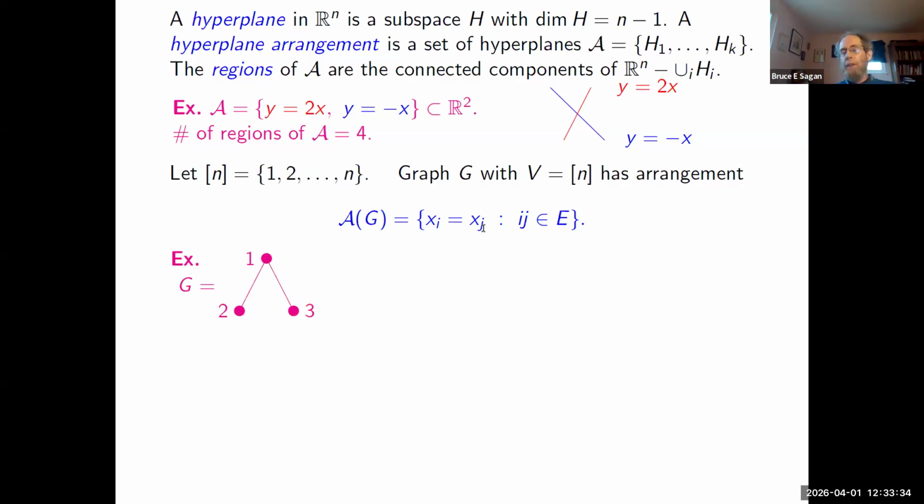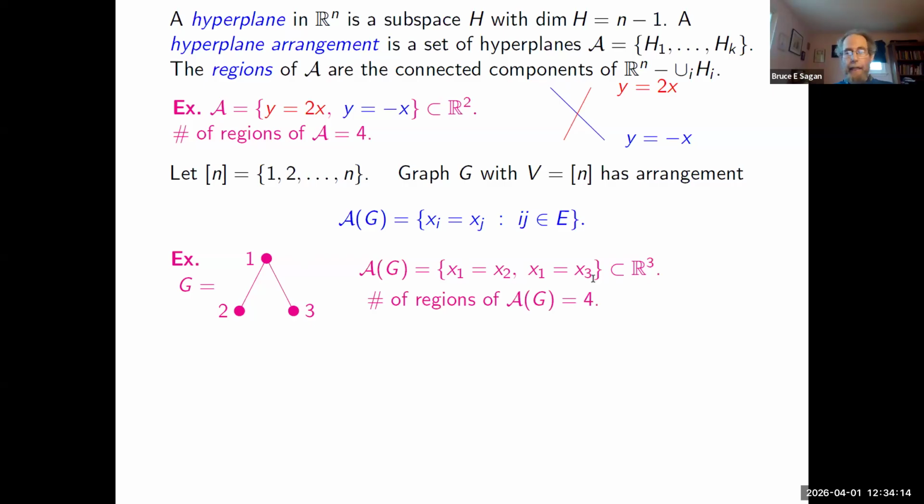Let's take a quick example. Suppose this is my graph. What is the arrangement? Well, it's in R3, right? Because I've got 3 vertices. This edge gives me the hyperplane x1 equal to x2, or if you prefer x, y, z coordinates, this would be x equal to y. This gives you the hyperplane x1 equal to x3, or if you prefer, x equal to z. So 2 hyperplanes sitting inside there. How many regions? 4. Any 2 hyperplanes in R3 will cut it into 4 regions.